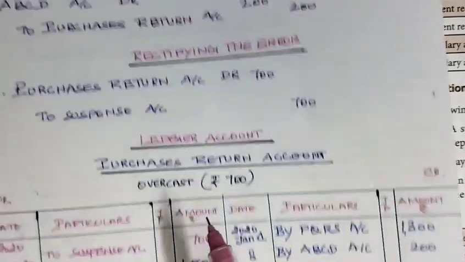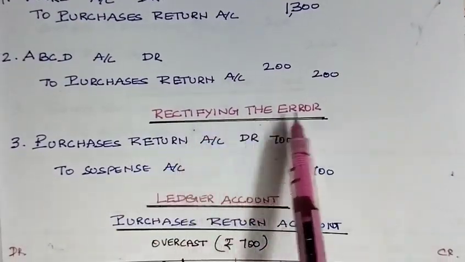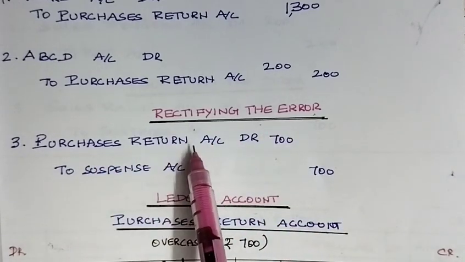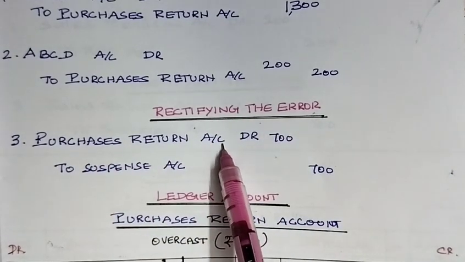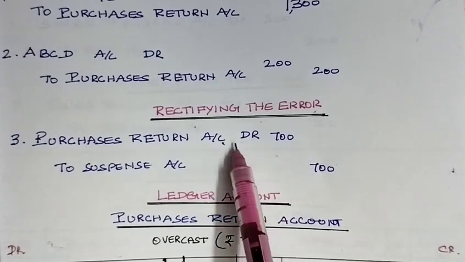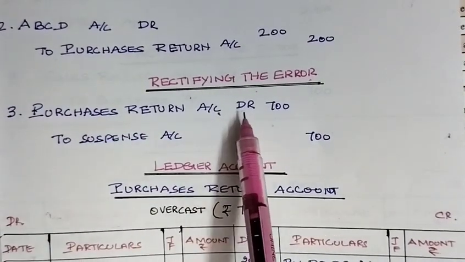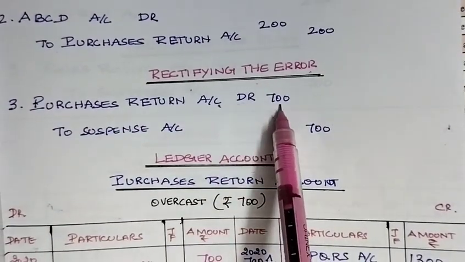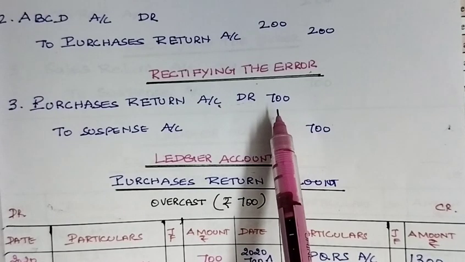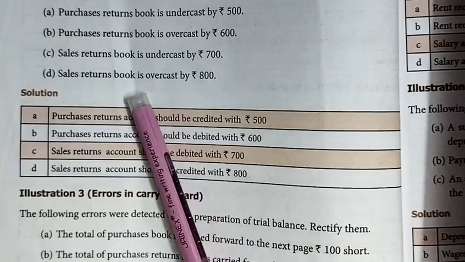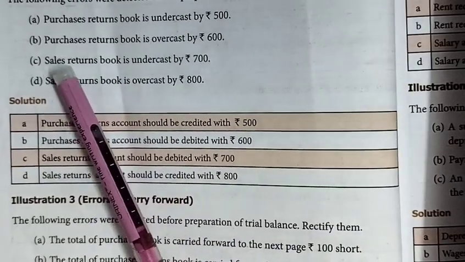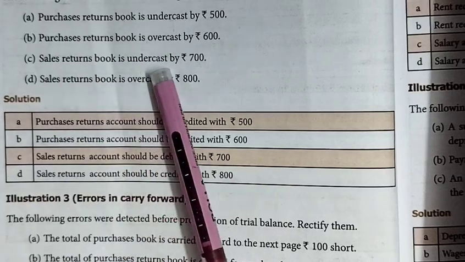Okay, so listen here. In rectifying the error, the purchases return account should be debited. How many rupees? 700 rupees. So the purchases return account should be debited with 700 rupees. We rectified that error. Okay, let's see the next transaction: sales return book is undercast by rupees 700.